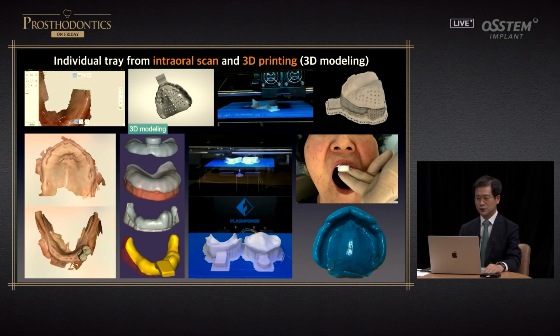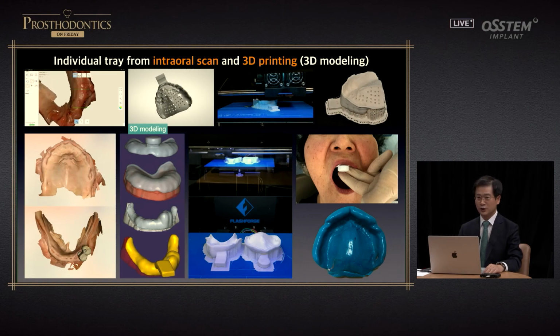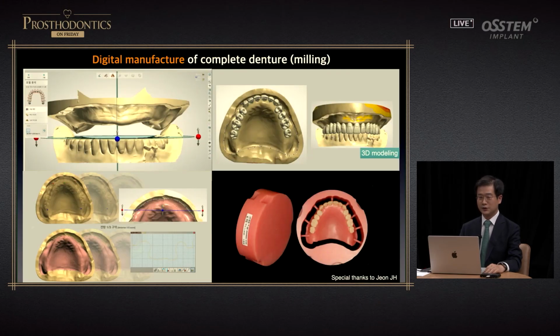With that, you can create a tray and use 3D printing. But still, you have to do border molding. To capture muscle movements, you still need physical impressions using silicone. But after scanning the mother cast, the teeth alignment and processing can now be done digitally.